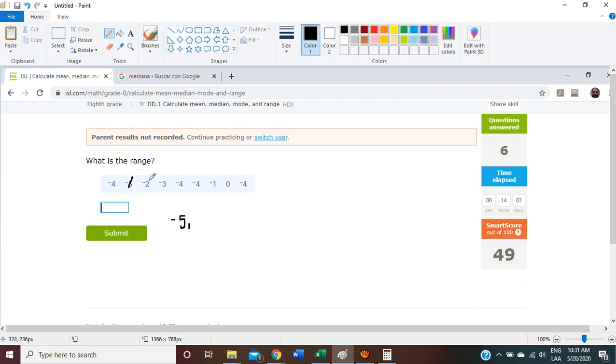followed by negative 4. We have four negative 4s: negative 4, negative 4, negative 4, and negative 4, comma. Okay, then we have negative 3, and then negative 2, and then negative 1, and then 0.